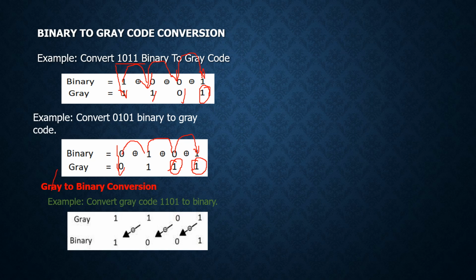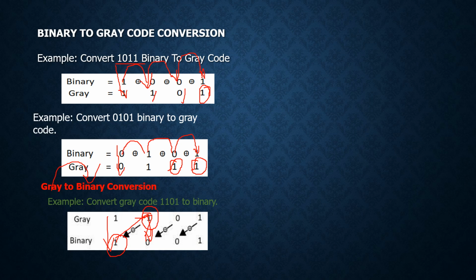But in gray to binary, the method is somewhat different. You will use the gray and the present binary value to get the next value. Whatever the first gray value is, it will come as such. You will XOR this one and this one, and then you will get the second digit of the binary code. You will XOR the first digit of the binary and the second digit of the gray, so that you will get the second digit of the binary.